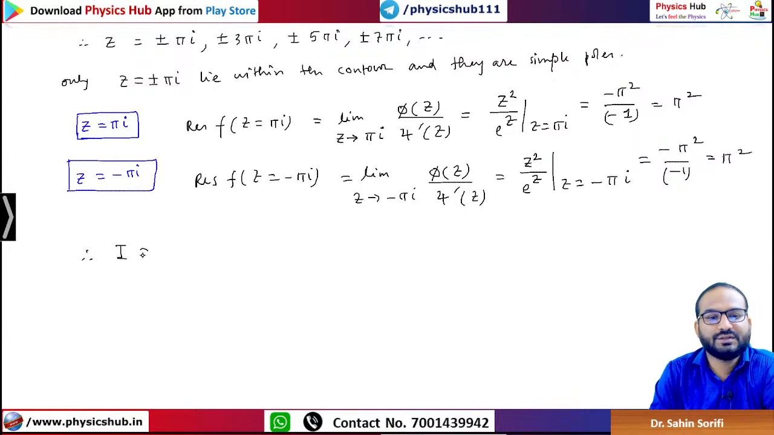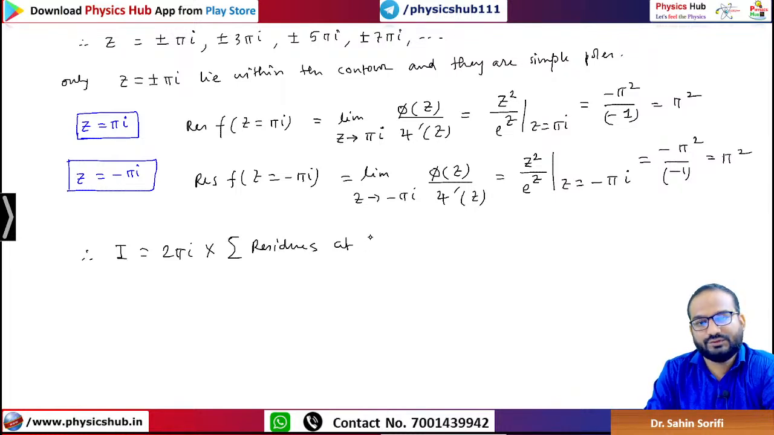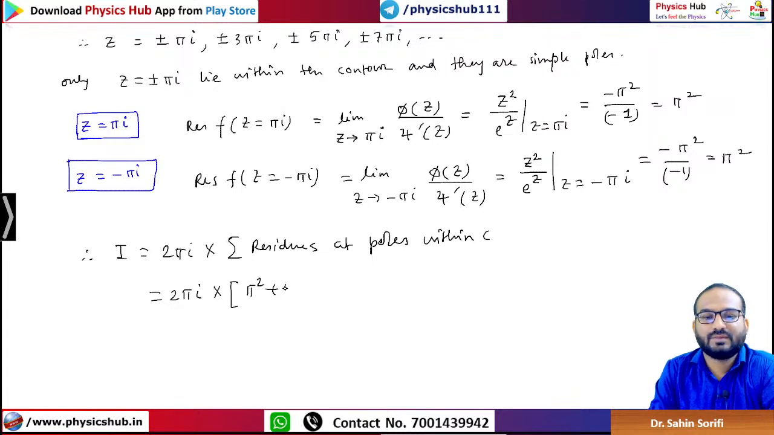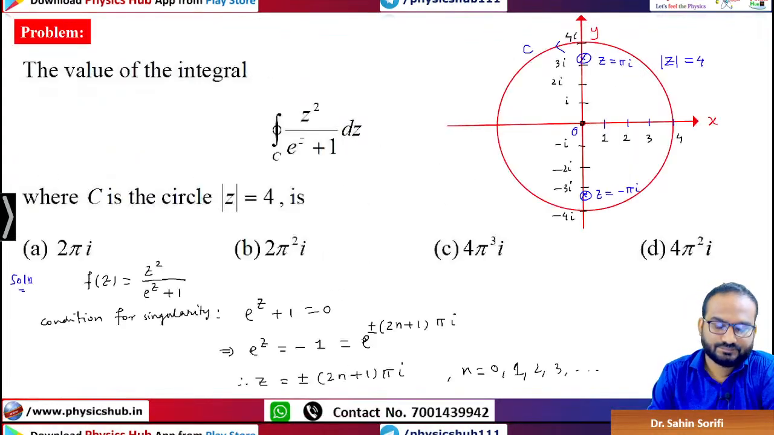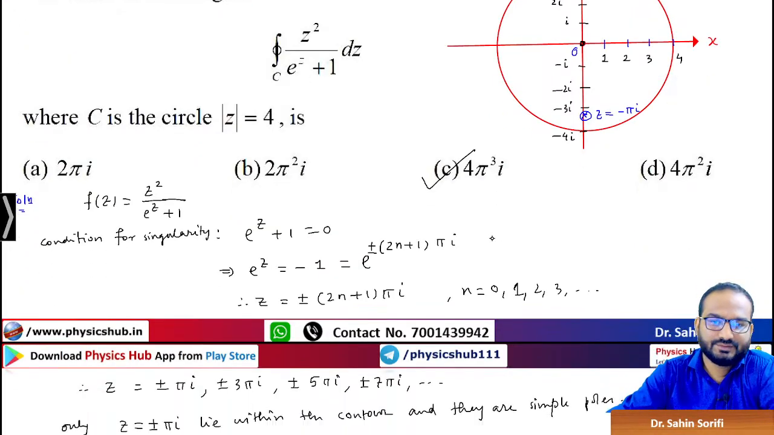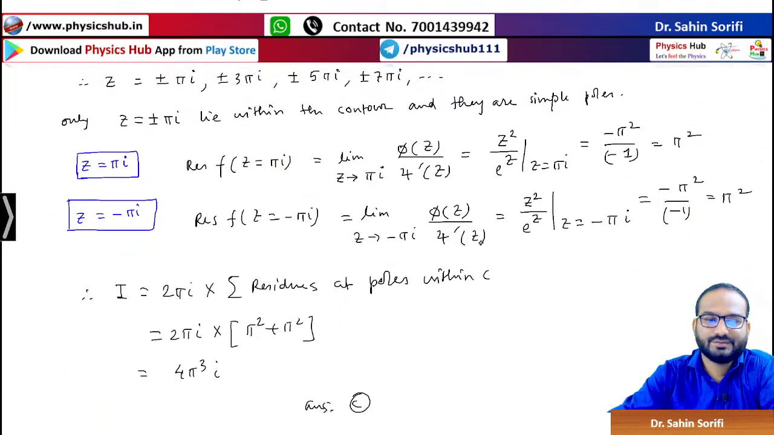Therefore, using Cauchy's residue theorem, I equals 2 pi I times the sum of residues at poles within C. 2 pi I times pi square plus pi square. So 2 pi square, 2 into 2, 4 pi cube I. Option C. It is C, na? Pi square and pi cube.